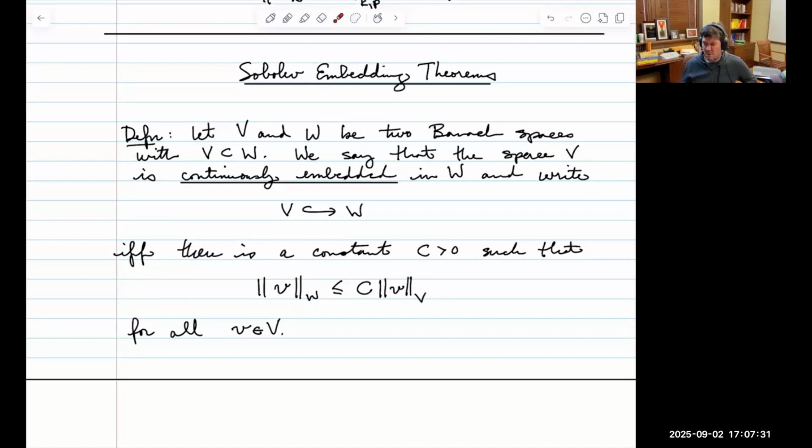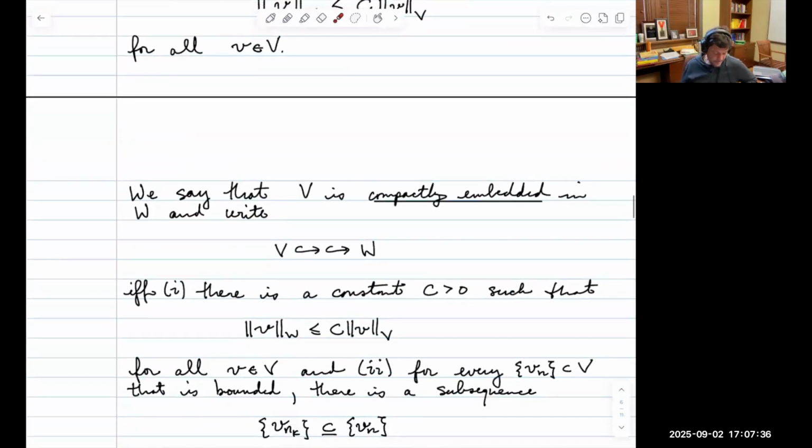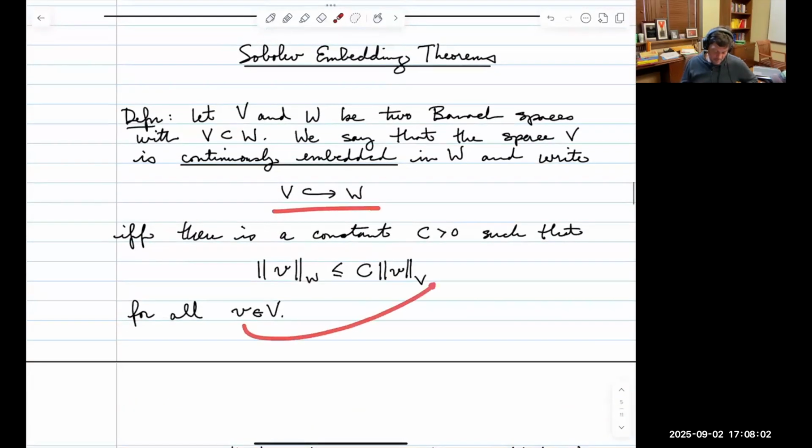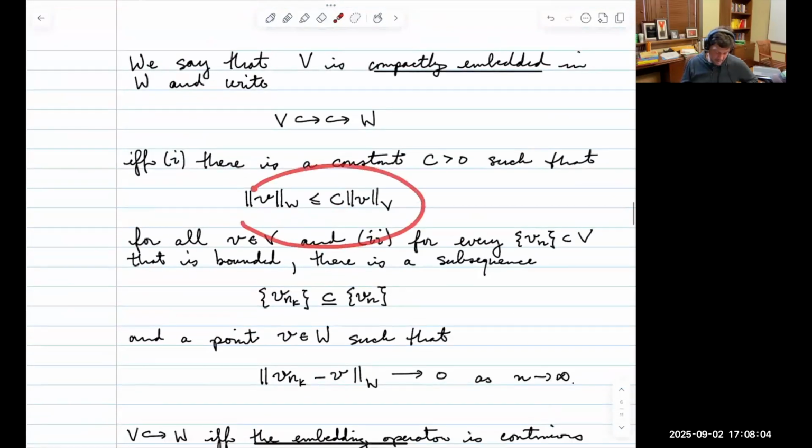I'm going to show you a way that makes this easier, I hope, to remember. We say that V is compactly embedded in W, and we write V hook right arrow W. What this means is that V is compactly embedded in W if and only if it's continuously embedded in W. So that's the first statement. It has to be continuously embedded. I'm just restating that part.